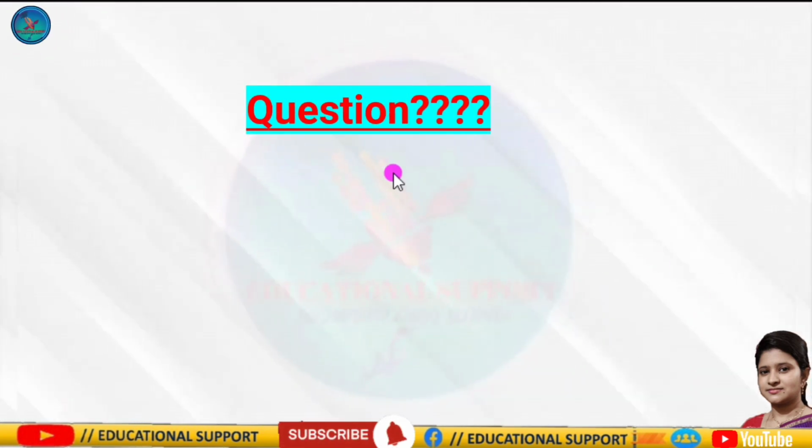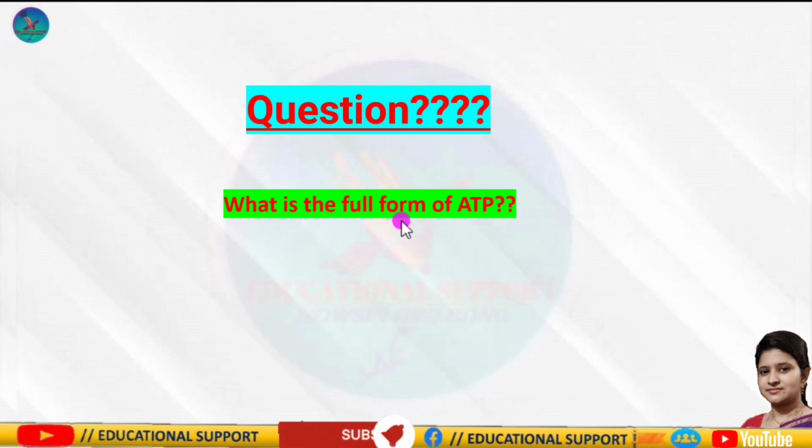Here is a question for you. What is the full form of ATP? Please first answer in the comment box below, and then I will give the correct answer in the comment box, or in the next class.